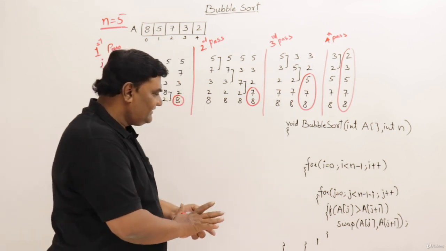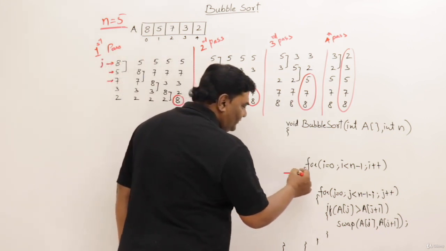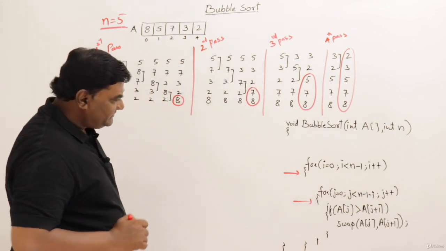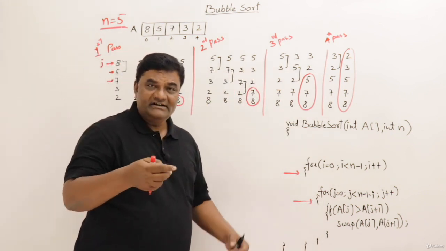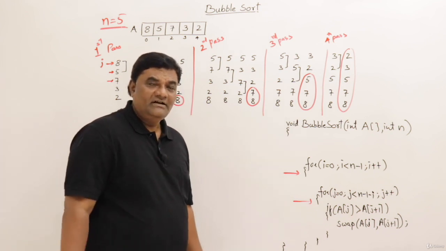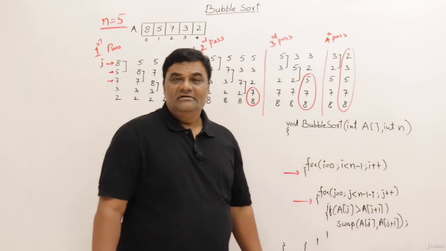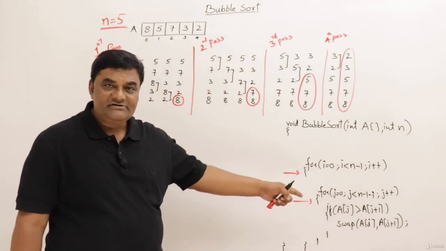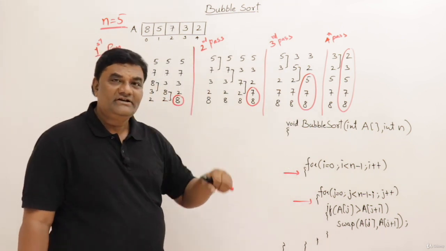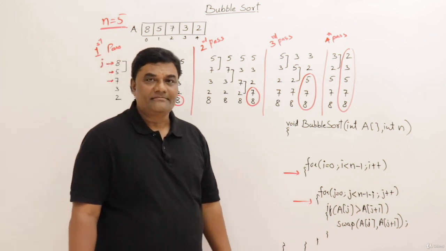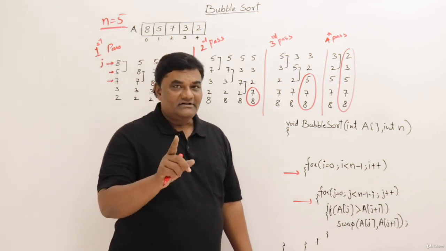And you can see that there are 2 nested for loops. A for loop is there, and inside that one more for loop. So from the code, if you have 2 nested for loops, both working based on n, then the time is n square. So time is order of n square. From the code also you can see this. So I have written the code.